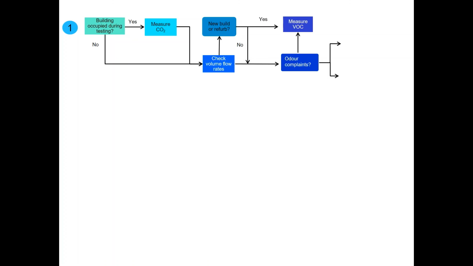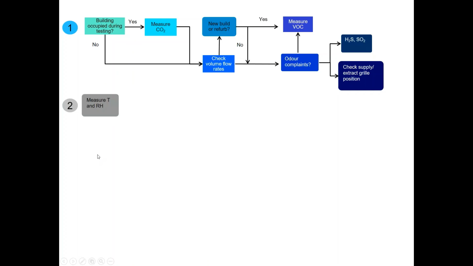And the next step would be, if there are odor complaints, we can either look for contaminants that are quite smelly, or we could check the supply and extract grill positions, or we could do a proper odor investigation to see where that smell comes from. The next step would be to measure for temperature and relative humidity.